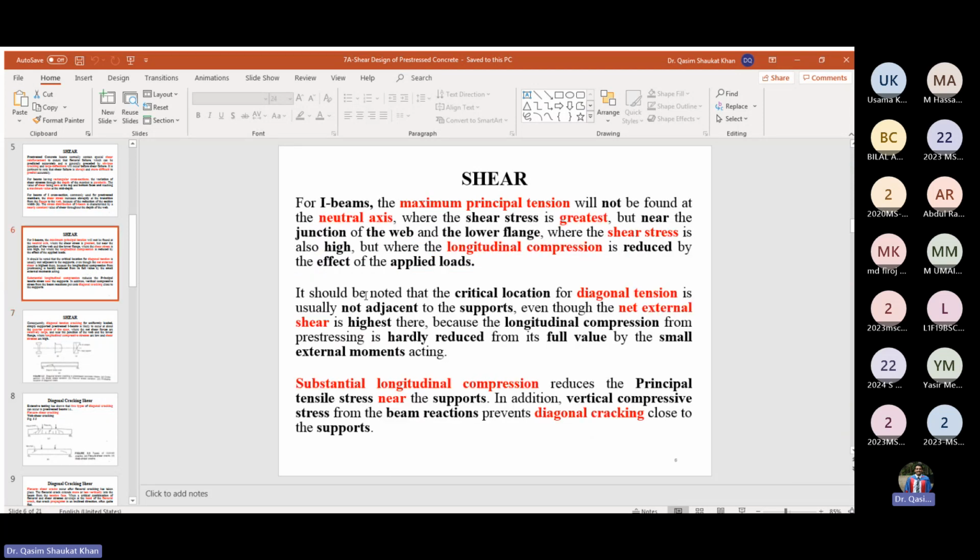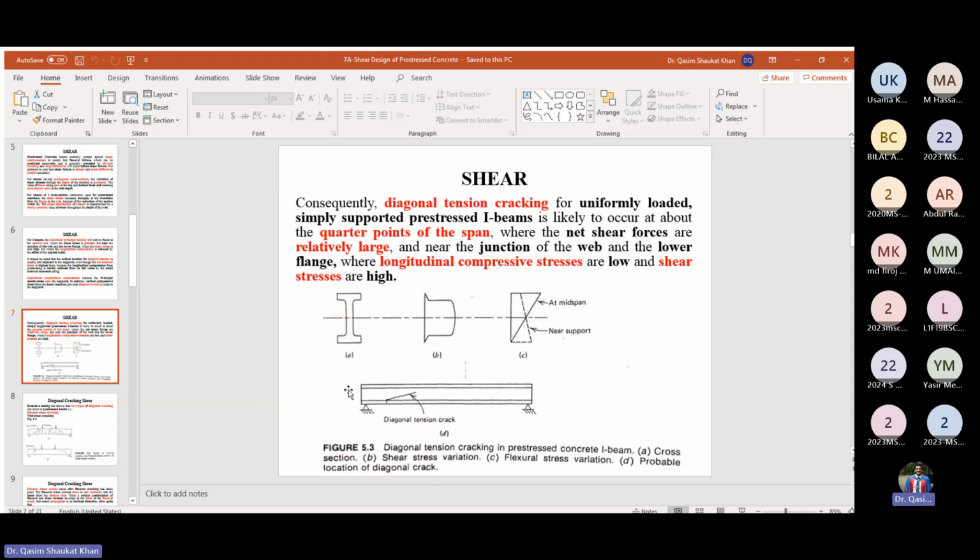So it should be noted that the critical location for diagonal tension is usually not adjacent to the supports. You can see this diagonal tension crack is originating at some distance. They start at some distance and are maximum quite far from the support. So we actually want to know the exact location where this diagonal tension crack is maximum.